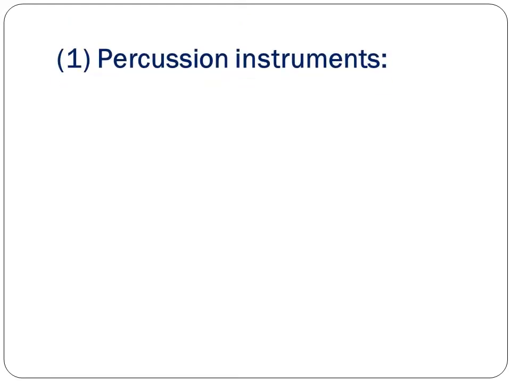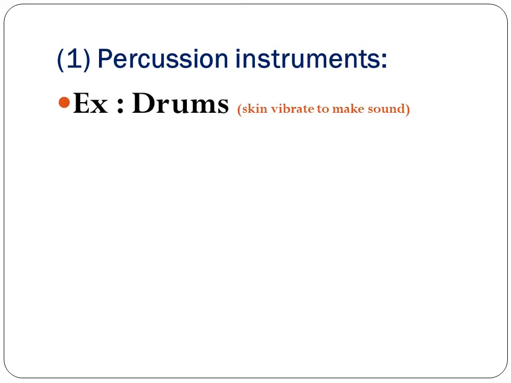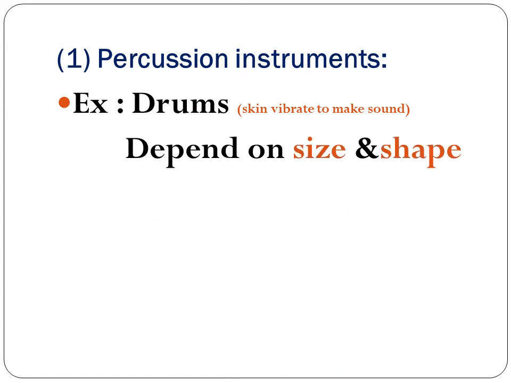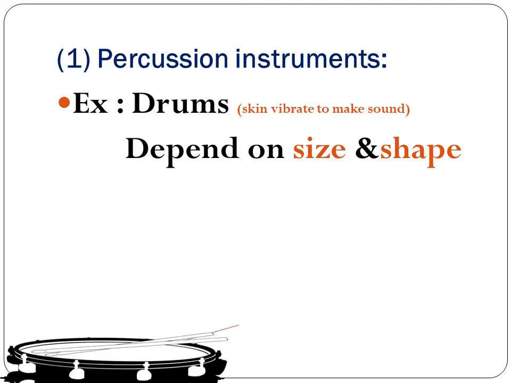The first type is called percussion instruments. In percussion instruments like drums, the skin vibrates to make the sound, but it depends on some factors like the size and the shape.